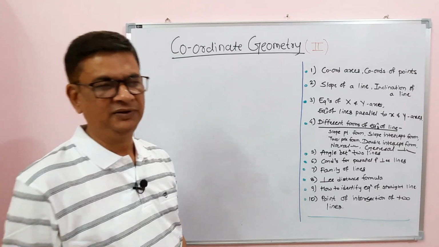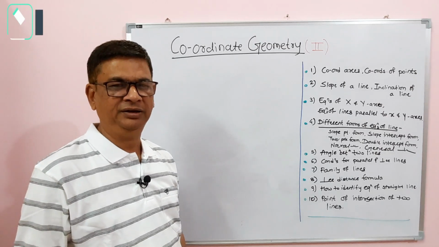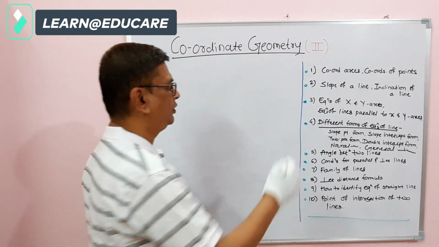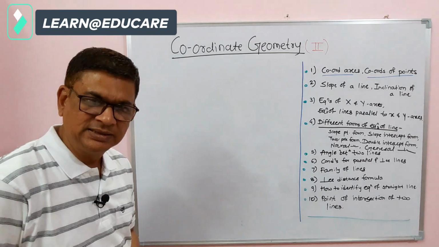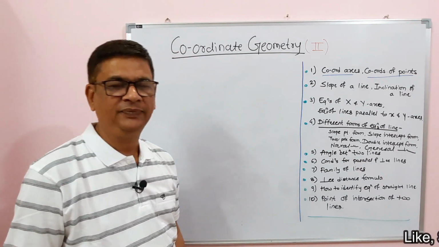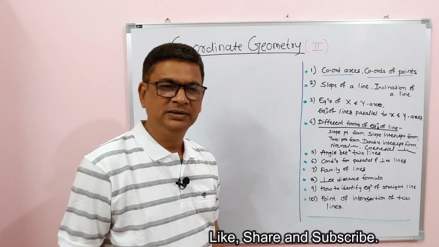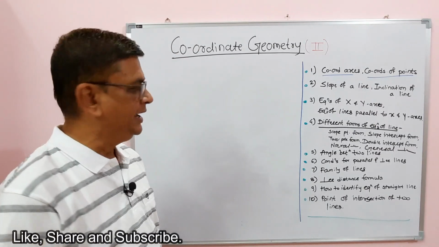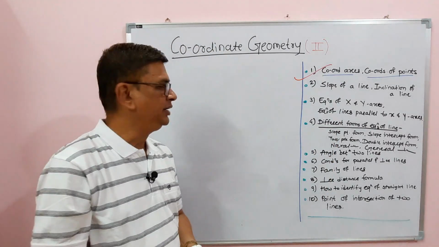Previously we have seen in part first what the student is studying in coordinate geometry up to school level, standard 10. They know coordinate axis, coordinates of points, various quadrants, how to get the distance between 2 points, section formula, then distance formula, midpoint formula and centroid formula. All these results the student should know as a basis of this chapter of coordinate geometry.